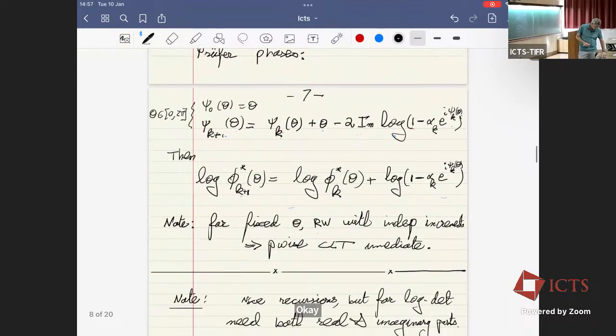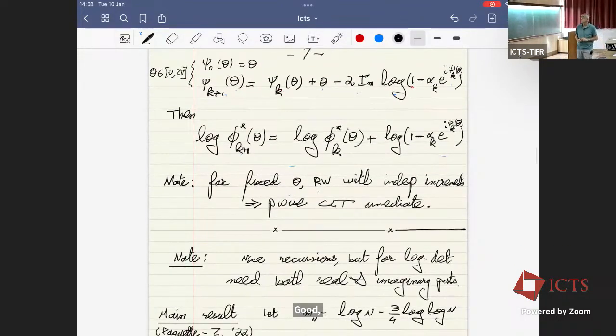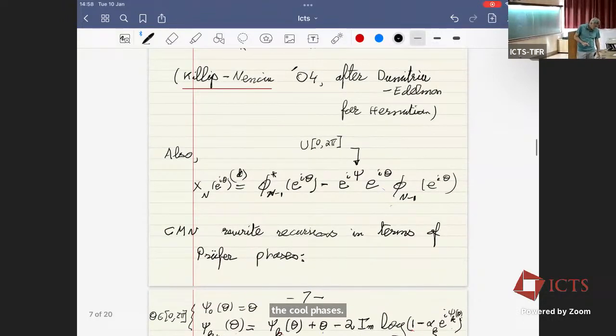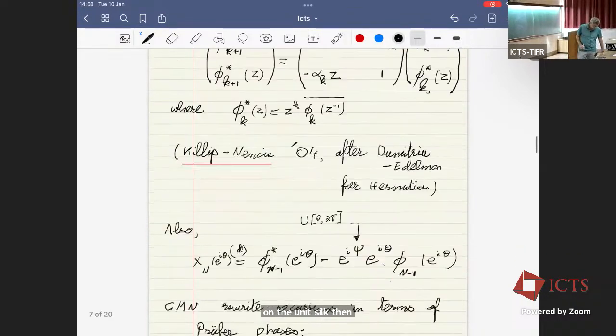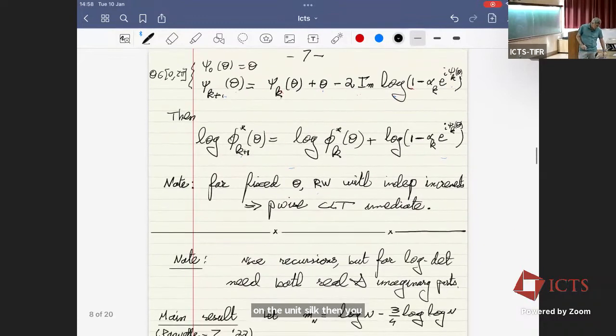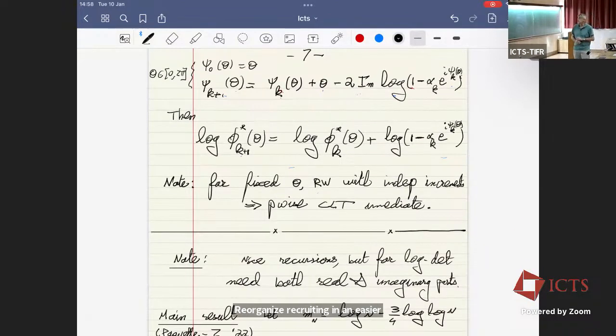Good. So in fact, there is a more compact way to rewrite this representation in terms of what is called the Prüfer phases. If you look at this recursion, it maybe doesn't look very much like it, but if you look at the recursions that I wrote here, and you try to write real and complex coefficients and use the fact that you are on the unit circle, then you can reorganize the recursion in an easier way. And in fact, here is a way to organize it.